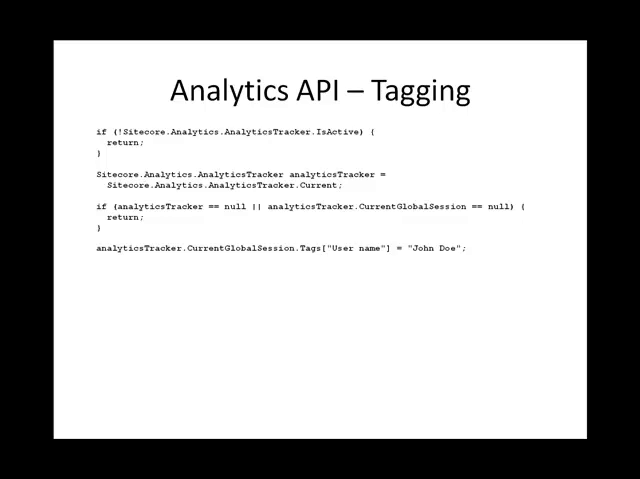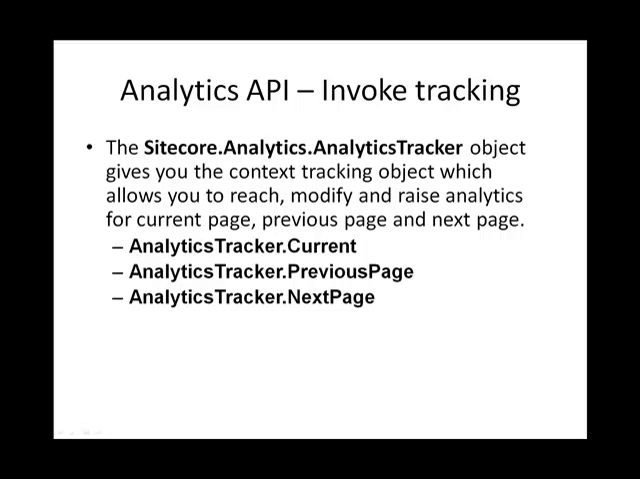So, how do we do this? In this example, we're using our analytics tracker object, and we want to get the current tracker and make sure that it is not null. Then what we want to do is simply append a new tag called username based off a string that we have got out of a particular form. Once you view the new session trail, you will now see that this session ID has the word John Doe attached as a tag.